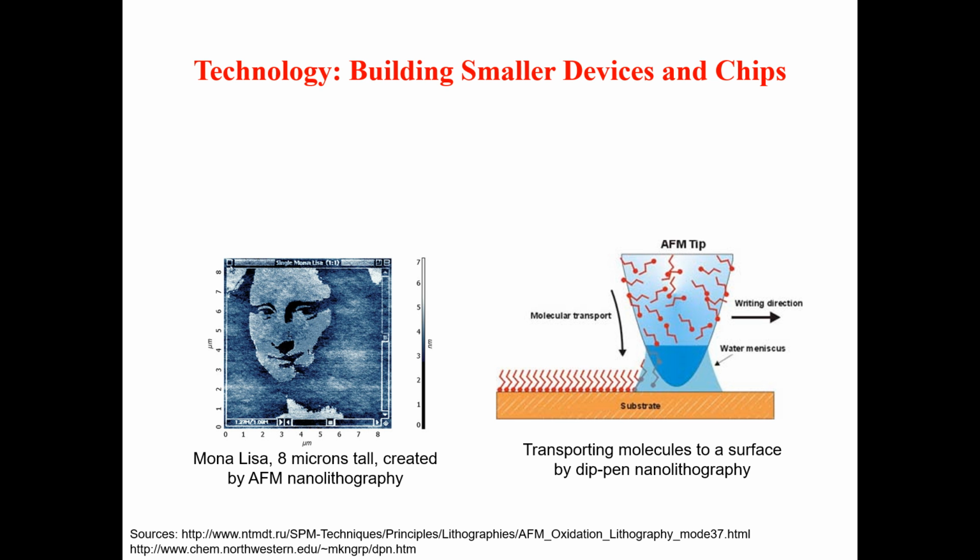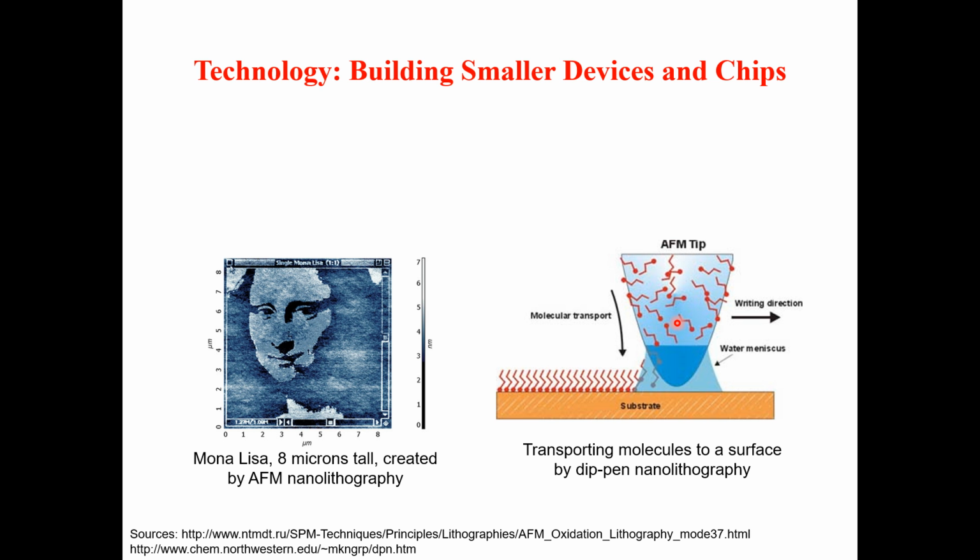Nanoscience and nanotechnology can have many more advantages. Those advantages come in building smaller devices and chips. An example of that is here: the Mona Lisa, 8 microns tall, created by AFM nanolithography. This is the popular Mona Lisa, 8 microns tall, created by AFM nanolithography.